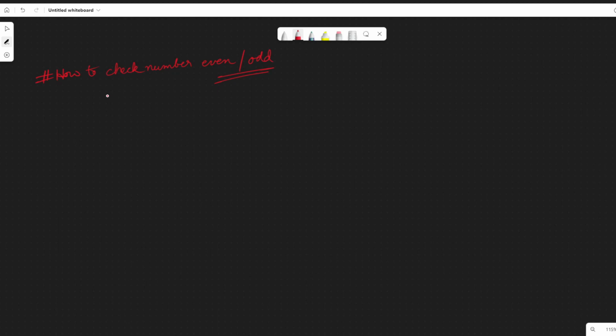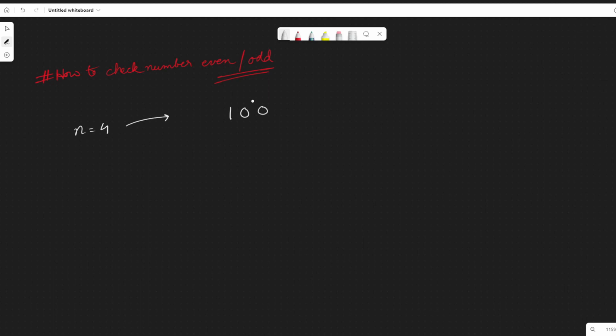Okay. So what is the binary representation of 4? Taking a simple number. N is equal to 4. So what is the binary representation of 4? 1 0 0. So how to check whether the number is even or odd?